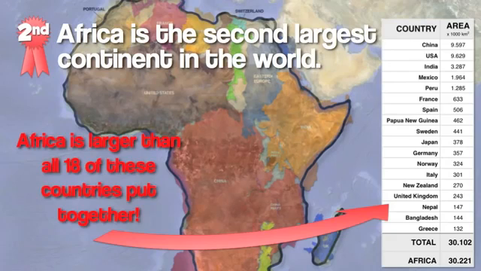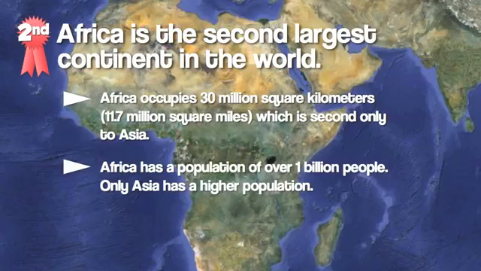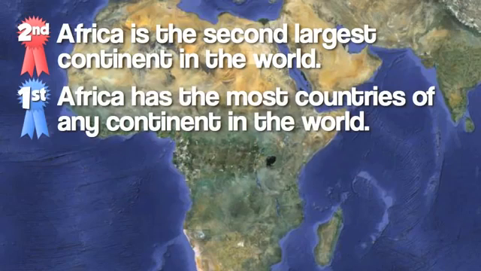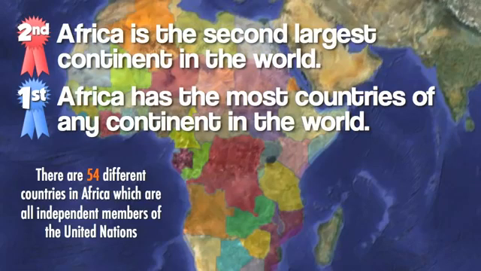That's pretty huge. The other way to measure the size of Africa is to talk about the fact that there are over 1 billion people who are living in Africa. Now, that puts Africa second to Asia in both of those categories. But there are some places where Africa comes out on top. So, for example, Africa has the most countries of any continent in the world. There are 54 different nations in Africa.